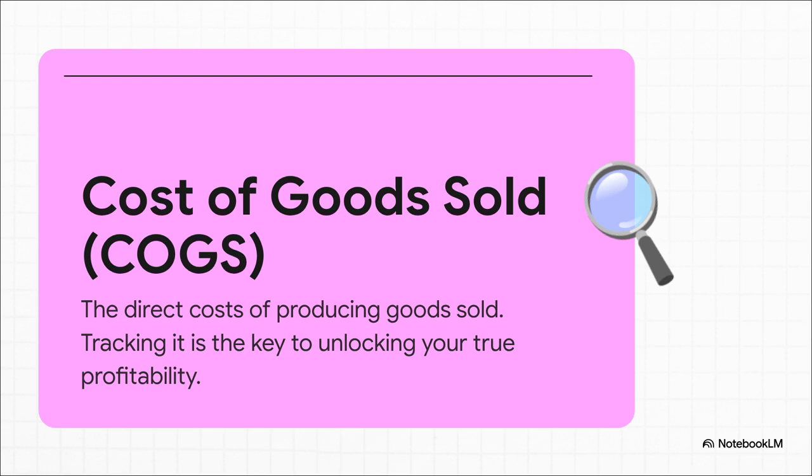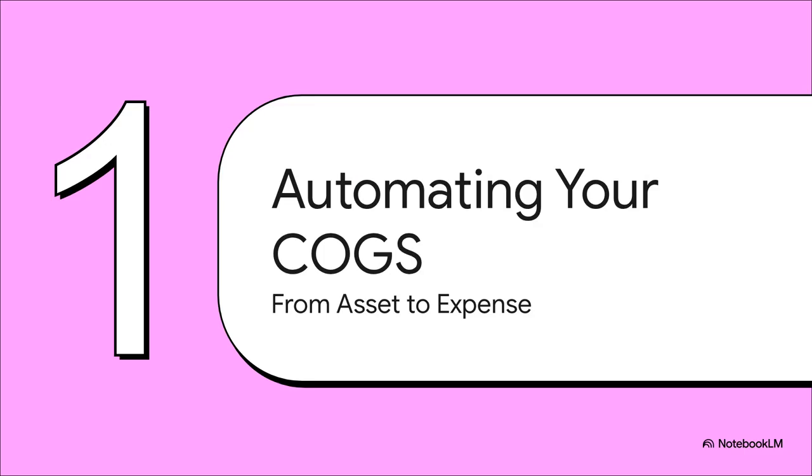It's basically every direct cost tied to the products you sell. And tracking this, well, it isn't just some boring accounting task. It is the absolute key to understanding your real profit on every single thing you sell. So, how does Link My Books actually automate all this for you?